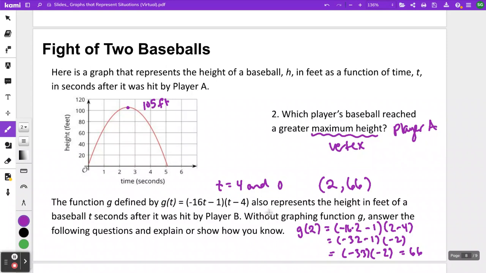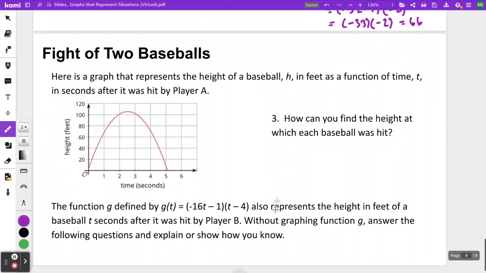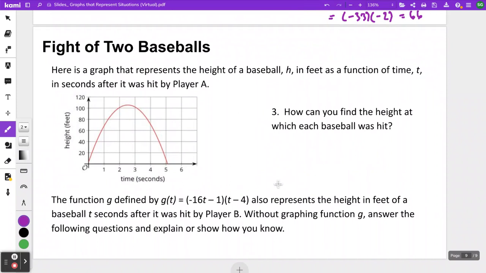There is one final question of this final problem of this final lesson, and here it is. The question number 3 says, how can you find the height at which each baseball was hit? Go ahead one last time, pause the video here, try to answer number 3, and then come back to see how you did.